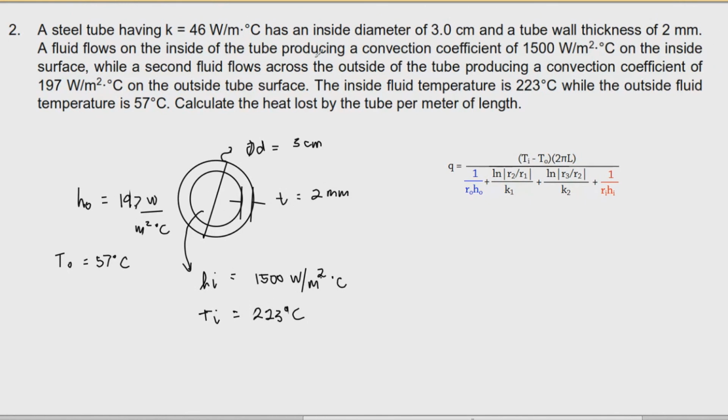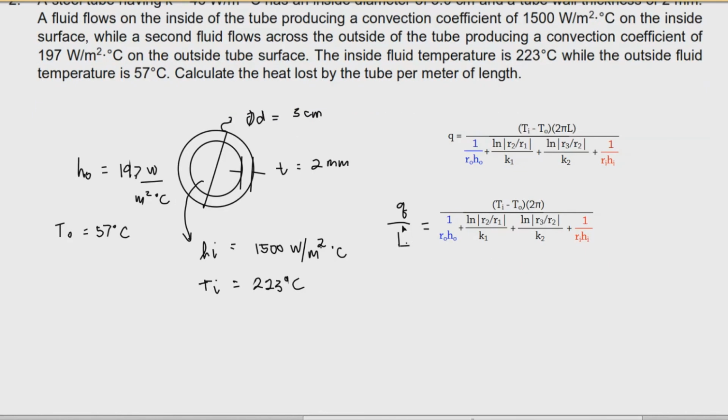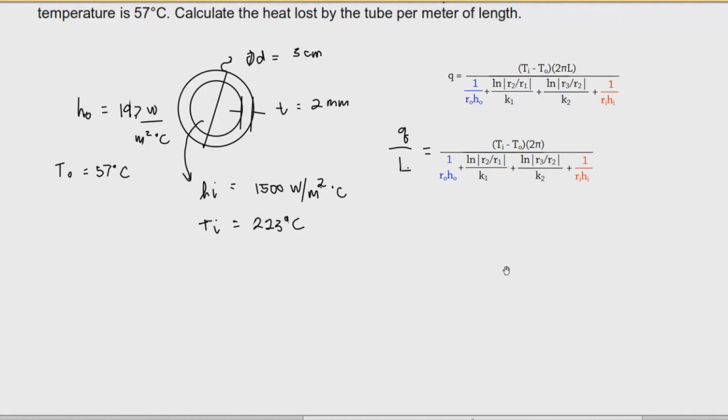And actually we need to calculate the heat loss by the tube per meter of length. So if we're talking about the tube per meter length, I need to have something like Q over L, just to have this expression here. So that is Q over L, and I just have to remove L from here, and we're done. That is Q over L. And we will just have to substitute all these values from this equation.